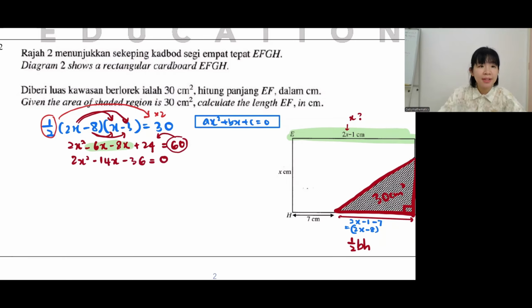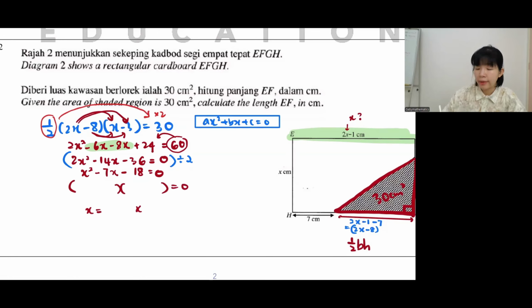What is the next step, guys? Should we key in calculator? Not yet, because look at this equation. The numbers here, 2, 14, 36, everything can still simplify. If can simplify, we simplify. Everything can still be divided by 2. So 2x squared divided by 2, we get x squared minus 7x minus 18 equals 0 divided by 2, 0. So now we can open 2 brackets equals 0.